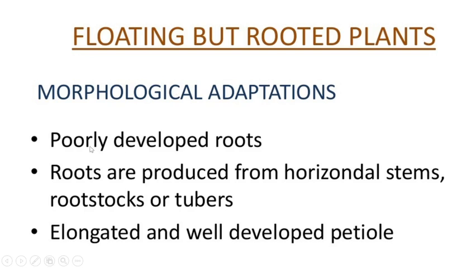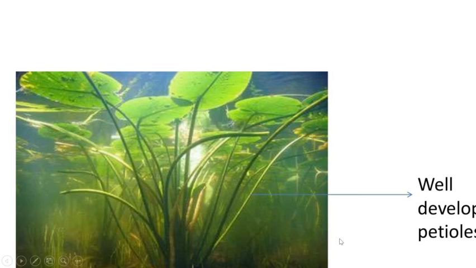Now the adaptations are the poorly developed roots. Roots are produced from horizontal stem, rootstock or tubers. Elongated and well developed petioles are there. Now see this plant. It is one of the floating hydrophytes and it shows long elongated petioles. Such petioles contain large air cavities. Leaves are very large in size and float on the surface of the water and capture the sunlight for photosynthesis.